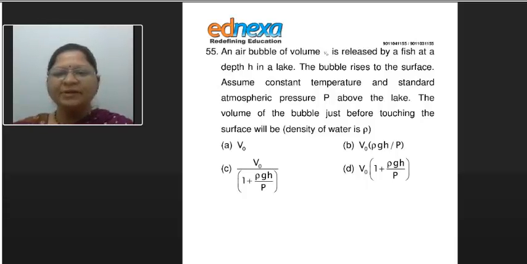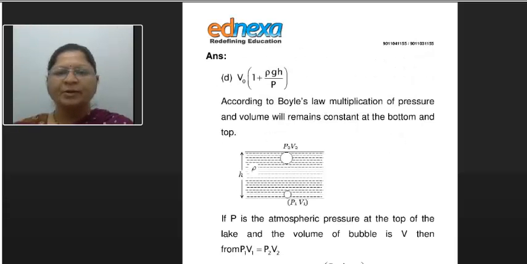So you are given the volume of the air bubble V0 when the fish is at a depth h in the lake. The bubble is rising to the surface. You are considering constant temperature and standard atmospheric pressure above the lake. You want to find out the volume of the bubble just before touching the surface, and the density of water is given as rho. A very nice and interesting problem, isn't it?